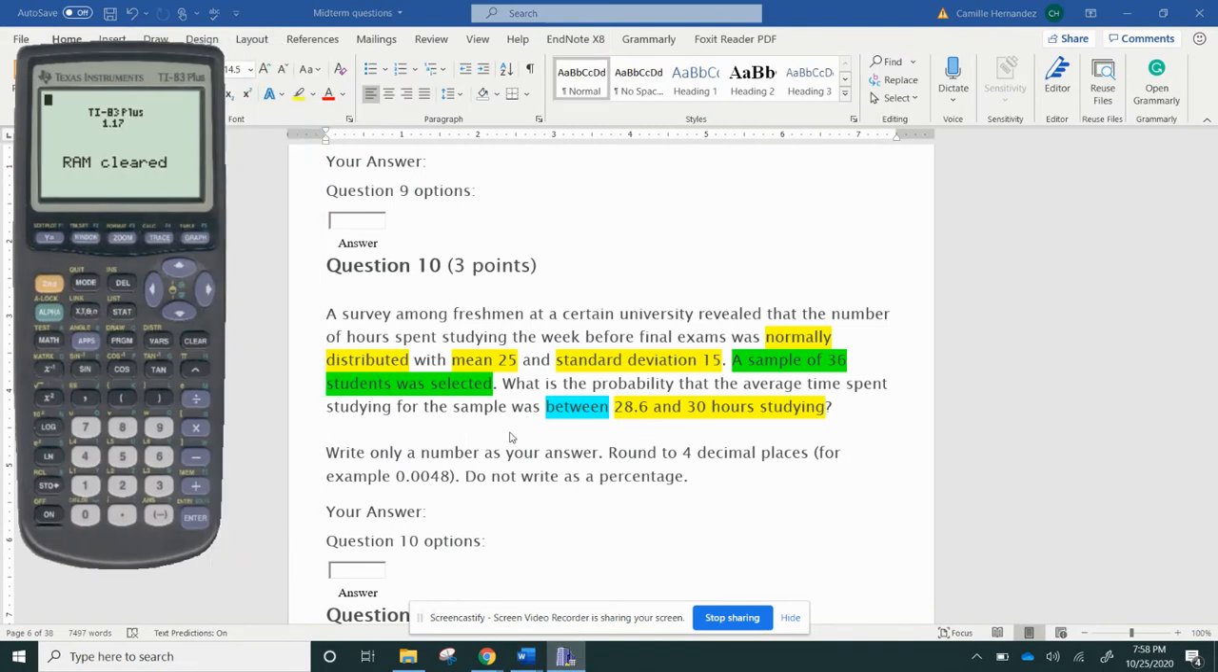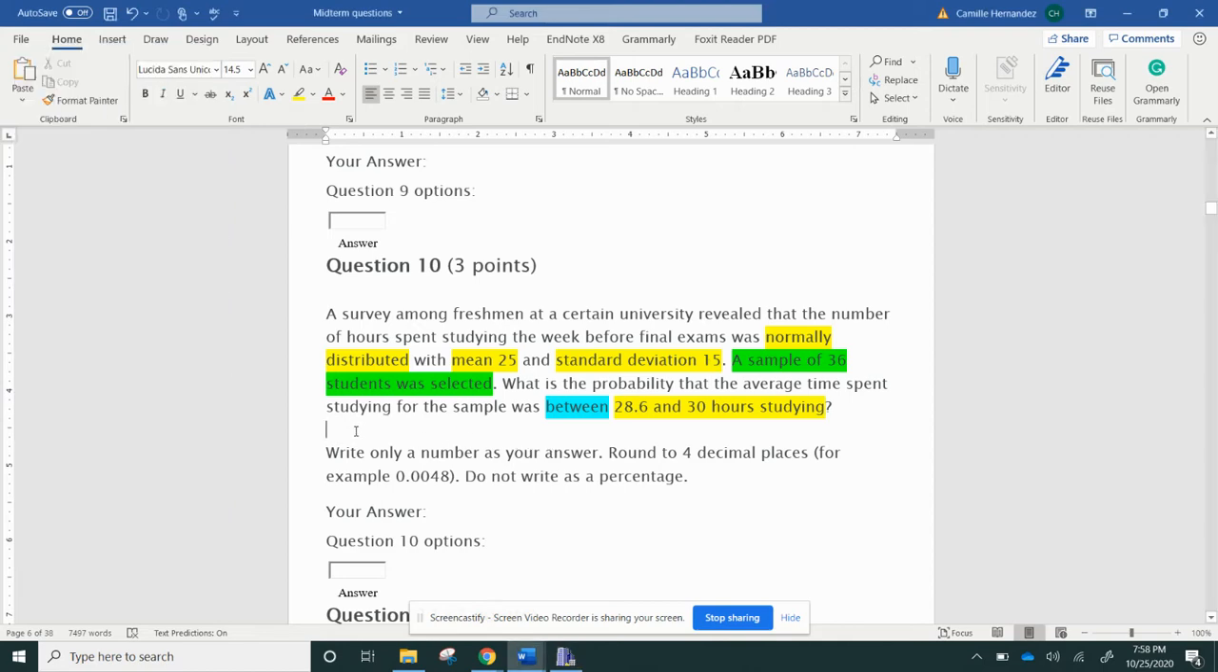So I have the mean and I have a standard deviation, but it gave me a sample. All right, so anytime I have a sample and it says it's normally distributed, you need to do the new standard deviation using the sample. So remember, it's your standard deviation divided by the square root of the sample size. Okay, so let's do that. Use the sample size with the standard deviation.